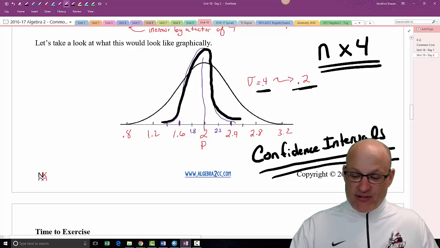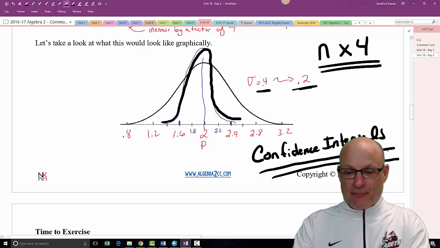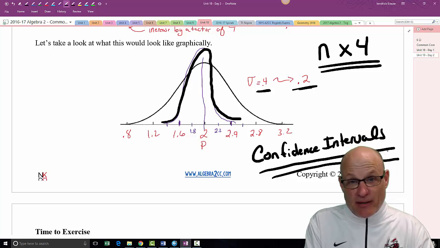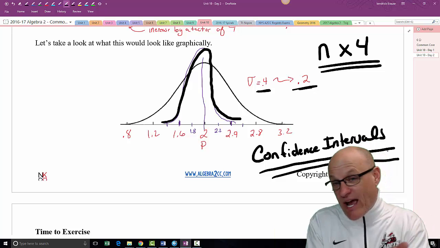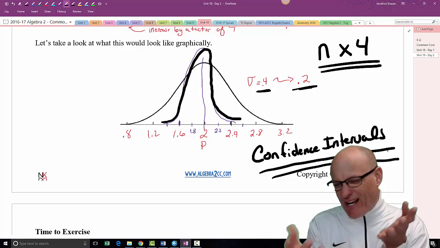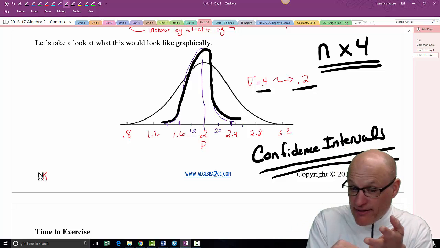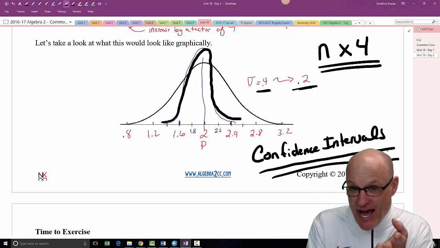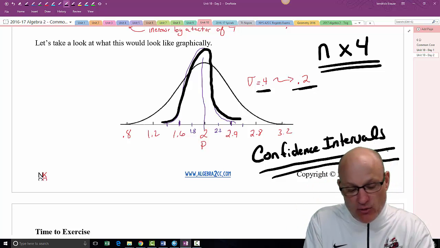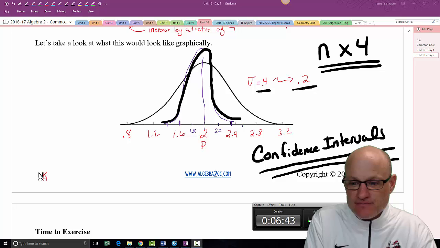Because think about it. If I've got a certain population thing that I'm trying to estimate, what n value do I have to use? In other words, when I say what n value, how much money do I have to spend? How much time do I have to spend in order to get relatively accurate information? That's one of the things we're going to be talking about.